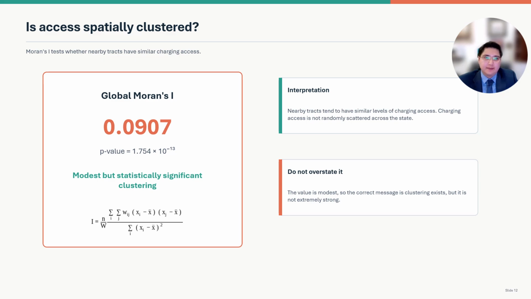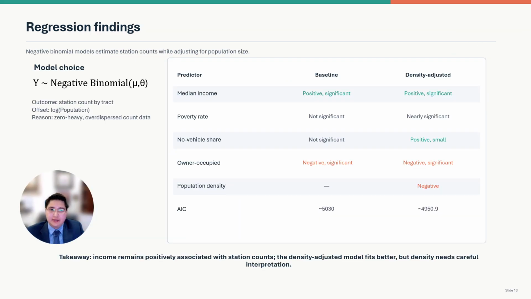For the regression analysis, I use the negative binomial model because the outcome is the number of stations in each tract, and the exploratory data analysis showed that this outcome is zero heavy and overdispersed, so a negative binomial model is more appropriate than ordinary linear regression. The model also includes the log population, which means it accounts for tract population size, so larger and smaller tracts are not treated the same.